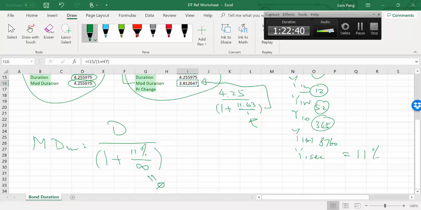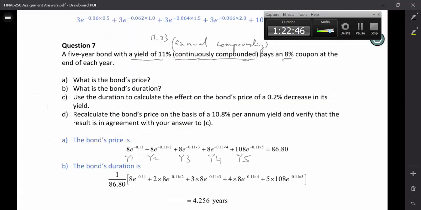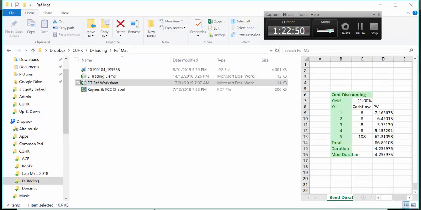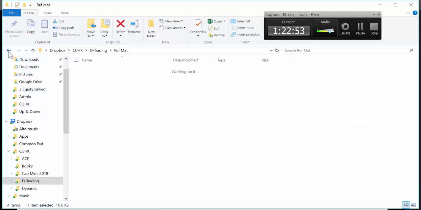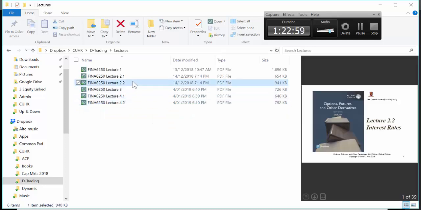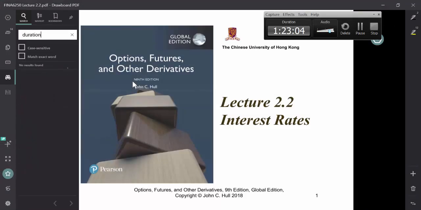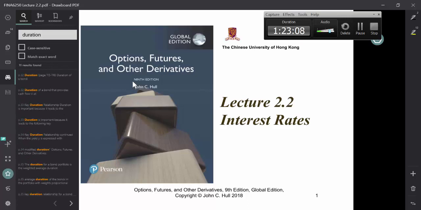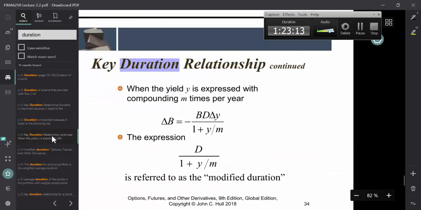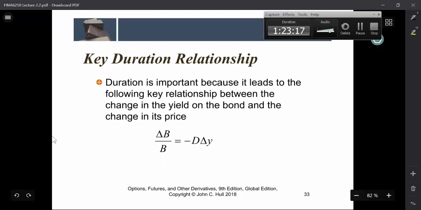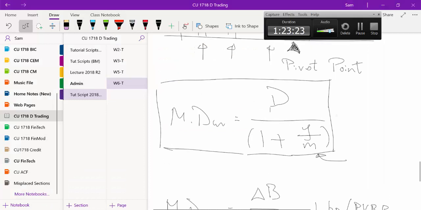I don't know if any of this occurred to you when you're doing the question, but if you just look at this question like this, and if you simply use the formula that was in here, I mean, you can, but then you're going to lose out on the subtleties or the relationship between duration and modified duration.